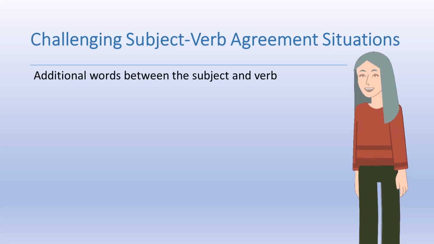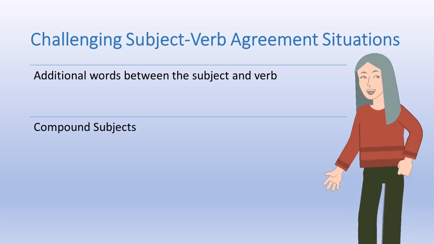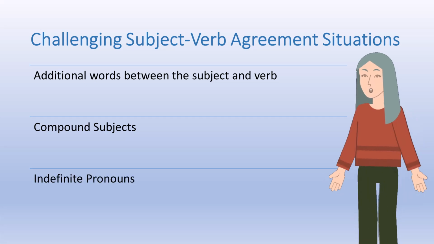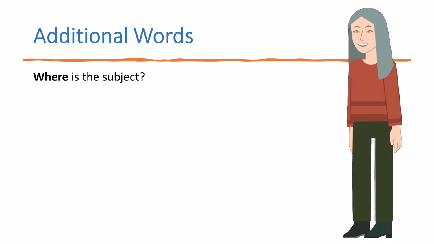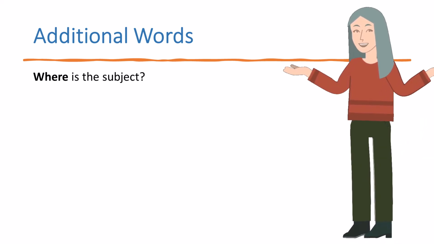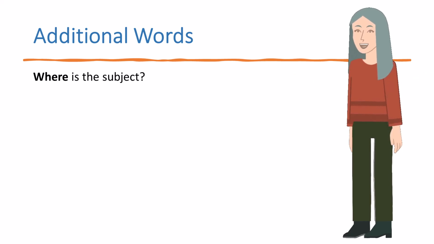The first situation is when there are additional words between the subject and the verb. The second situation is when there is a compound subject, meaning more than one subject. And the third situation is when the subject involves an indefinite pronoun. When considering the situation of additional words, the question to ask is, where is the subject? That must be properly identified in order to choose the proper verb form.